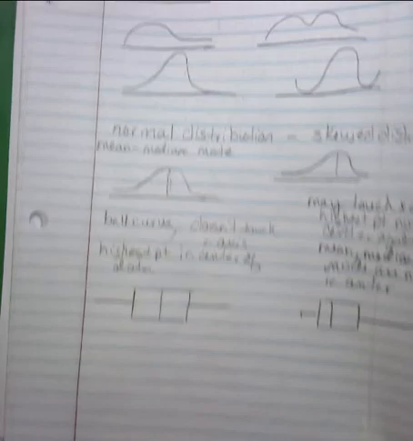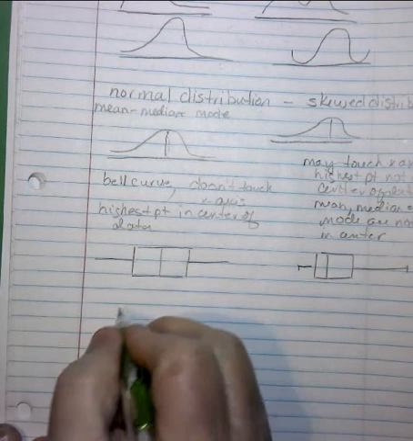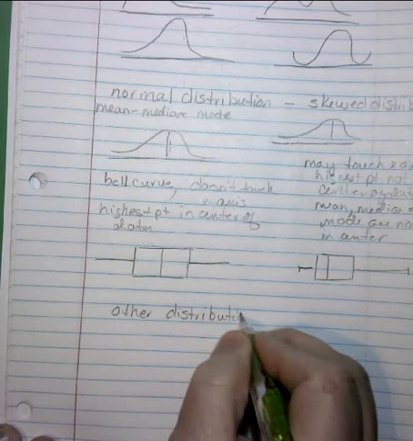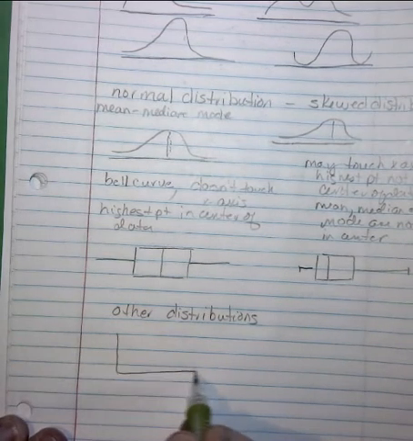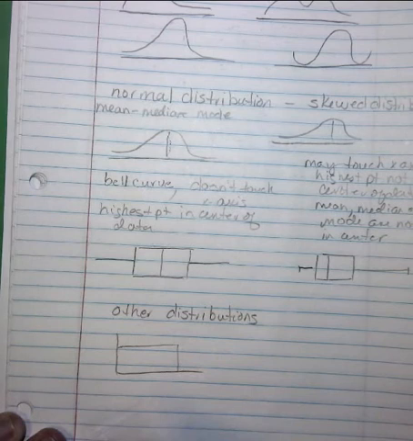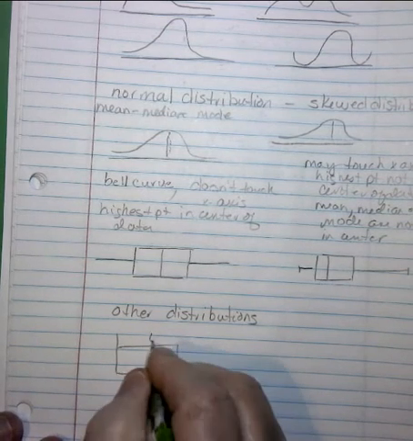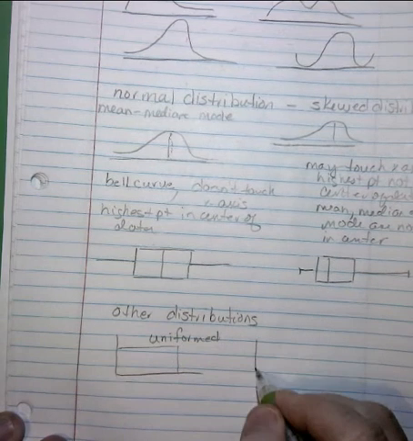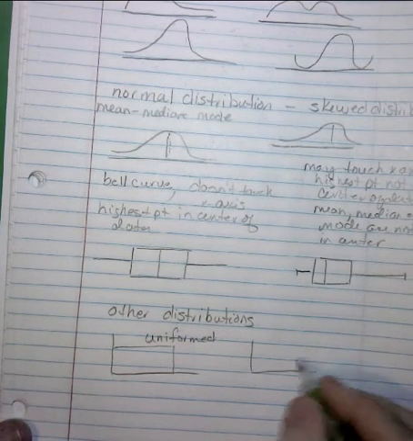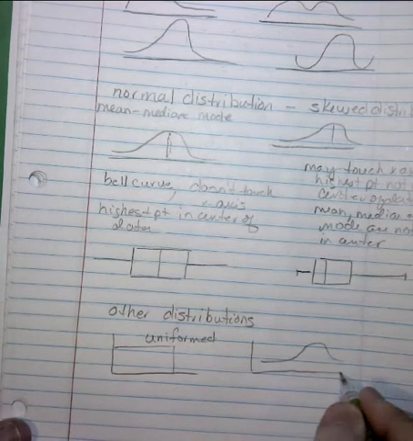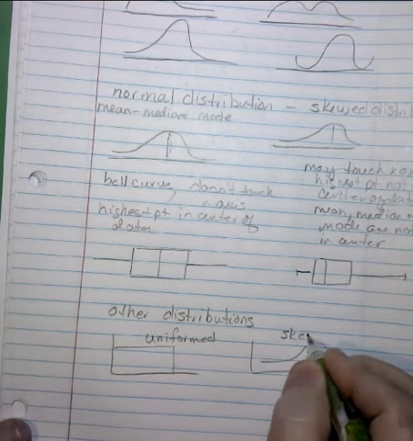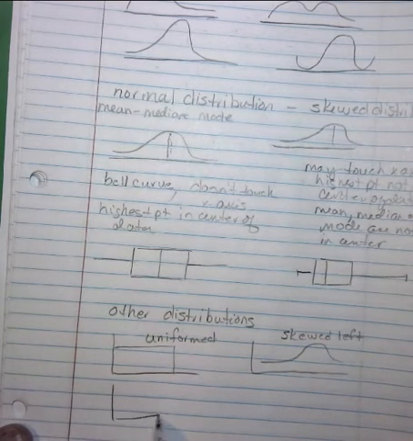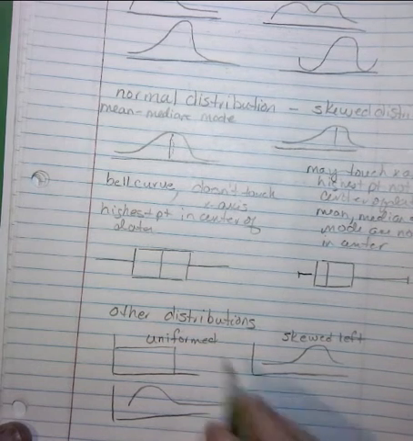So here are some names for these other distributions that you might be familiar with. We have a uniform distribution, and that just means that all the data is exactly the same height, same width, all looks the same. Data that has a long tail on the left side is called skewed left. And if the long tail is on the right, then it is skewed right.